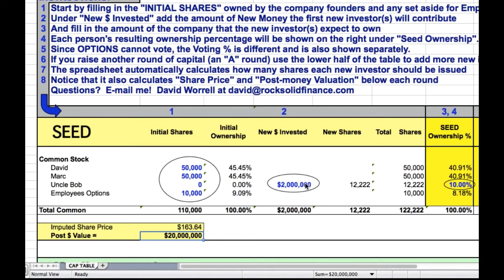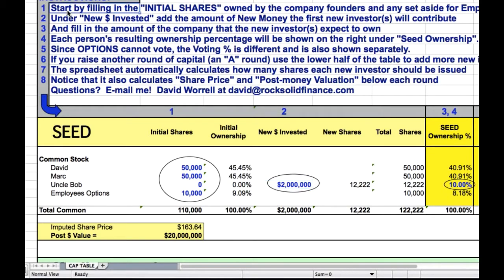How did we do that? Well, Bob bought 10% for $2 million, so 100% is now worth $20 million. That's what we call the post-money valuation, and the calculator calculates that for you automatically in row 28. Again, anything that's in black is calculated for you. Anything in blue is asking for your input.